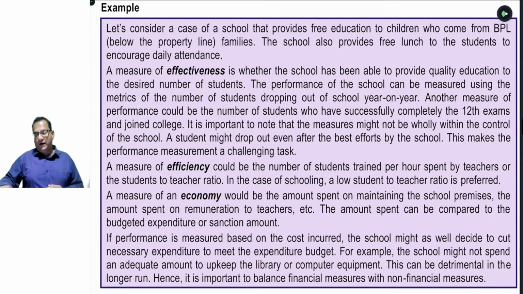Okay beta, so let's start. What was the objective of this organization? To provide education to the children who are below the poverty line. Okay, so while measuring the effectiveness, what we can check is how many students have shifted from one class to another class. That is the pass percentage, although this is not given, but you can take this one.